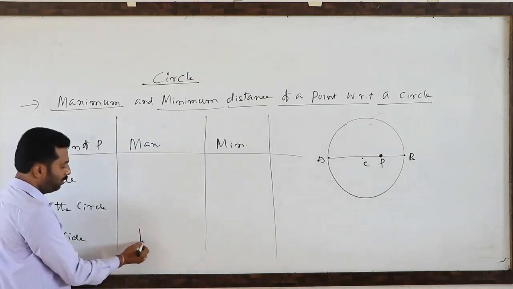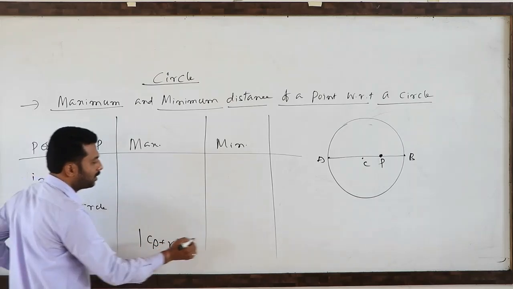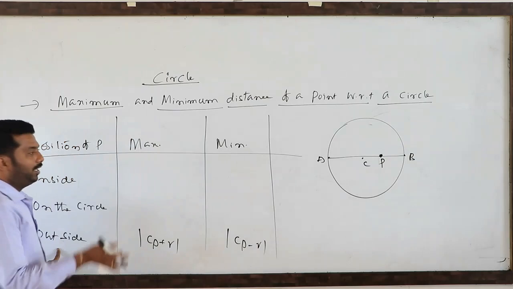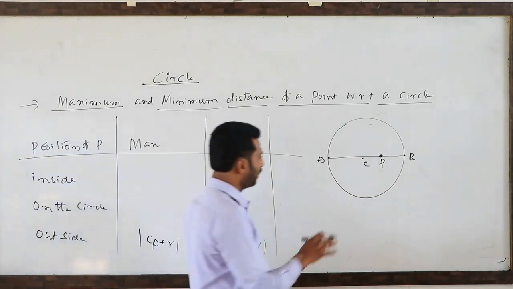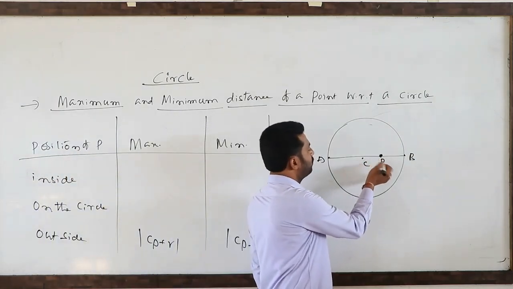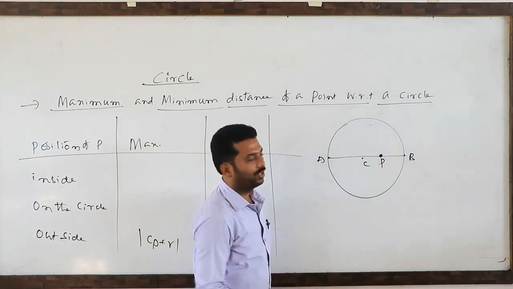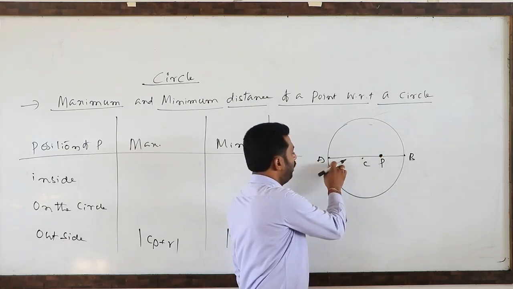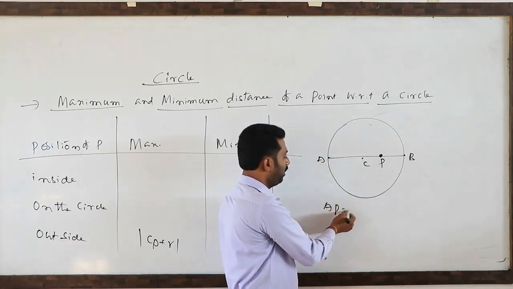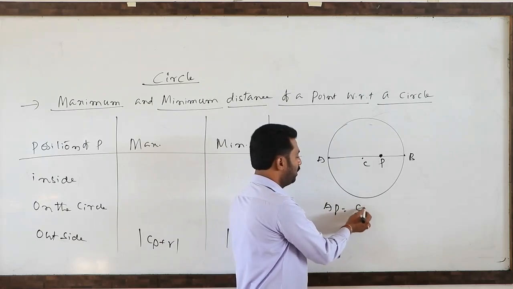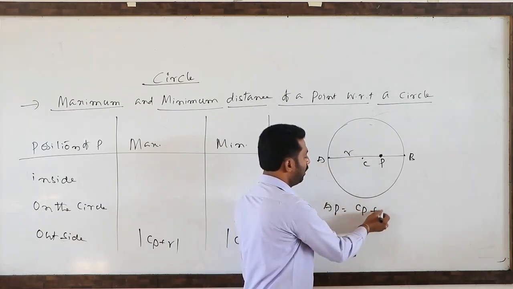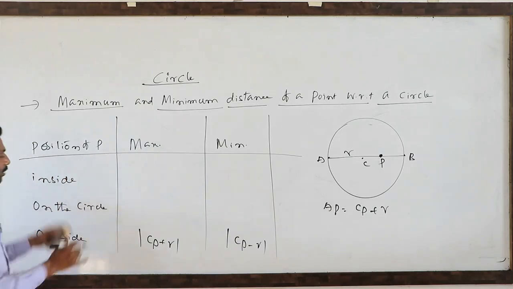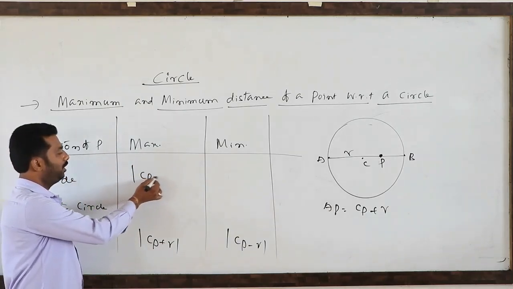Outside the circle, what is the formula? CP plus R. Minimum means CP minus R. Now the inside case. Which one is the smallest, and which one is the maximum distance? Maximum distance means P to A, nothing but AP. How to write AP? It is CP plus R. So the maximum distance inside is CP plus R.